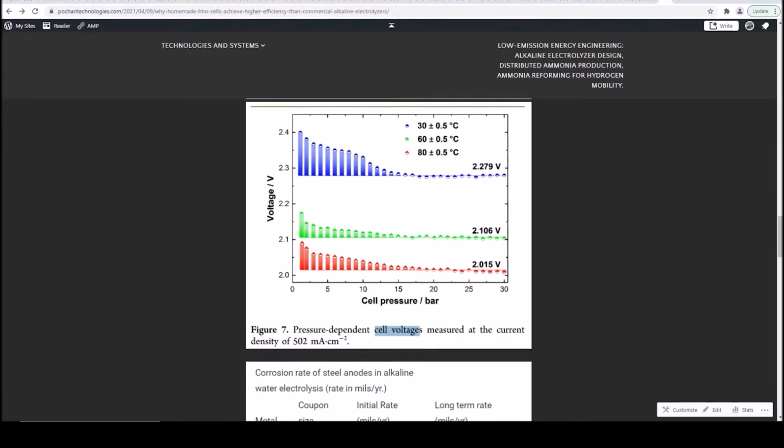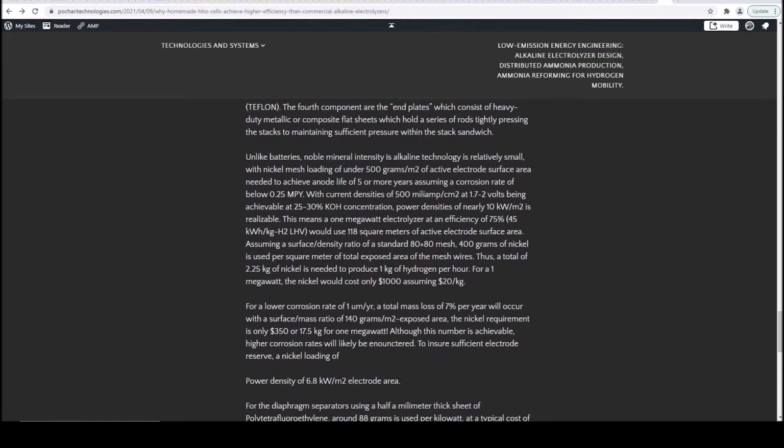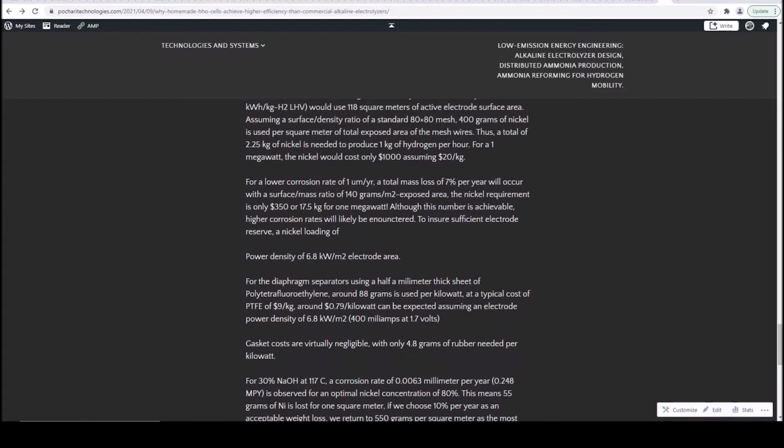So that essentially means you can get a cell density anywhere from 5 to 10 kilowatt hours per square meter, which obviously means the actual nickel loading is very insignificant. That's really what this is all about, because the whole point of this video was to show that the alkaline machine doesn't use a significant amount of this electrode material.